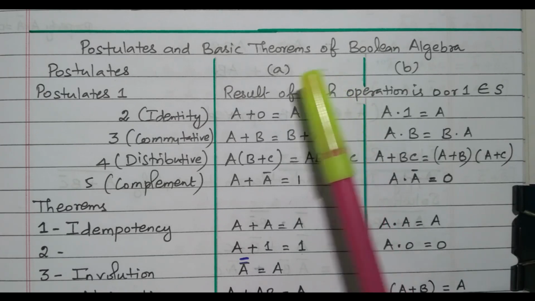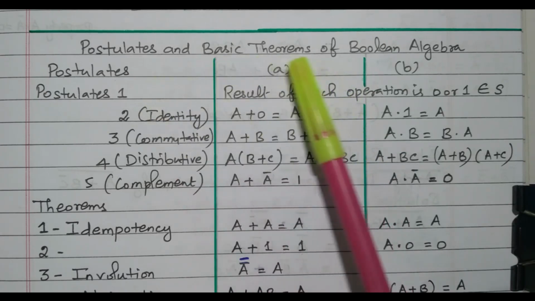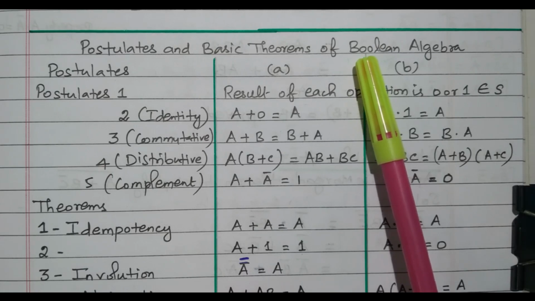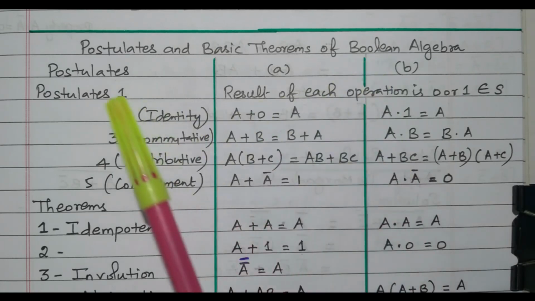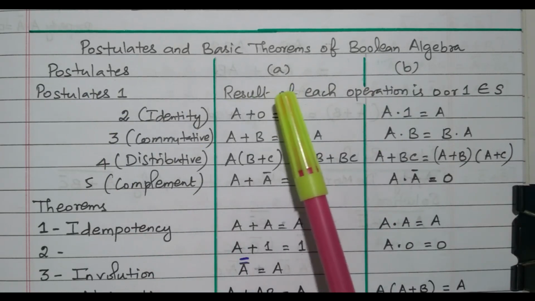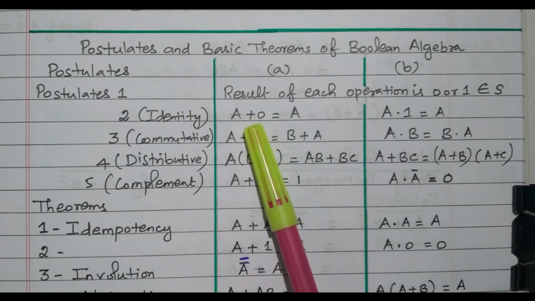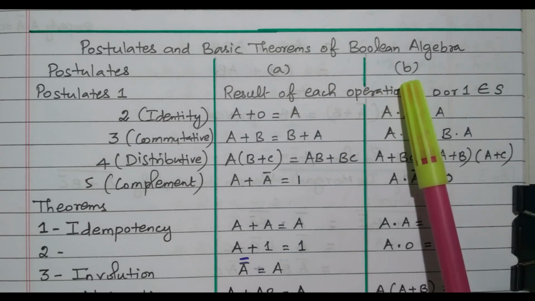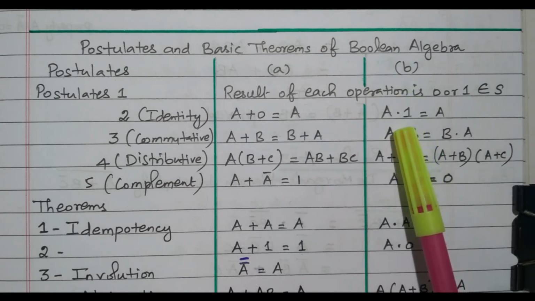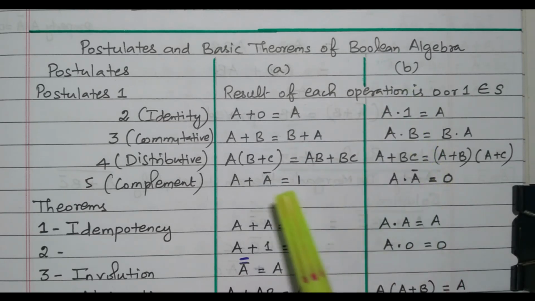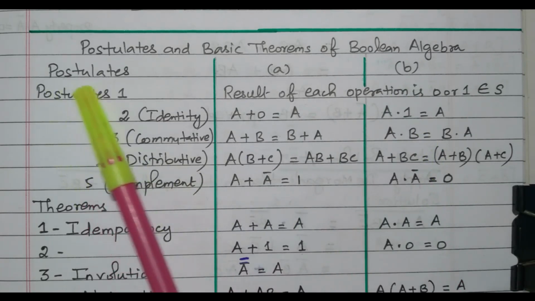tabular column. Now we will go to the topic postulates and basic theorems of Boolean algebra in order to solve Boolean expressions. First we will see the postulates. The second column A refers to the OR operation, the plus operation. The third column B refers to the AND operation, that is the dot product, the dot operation. We will see the postulates.